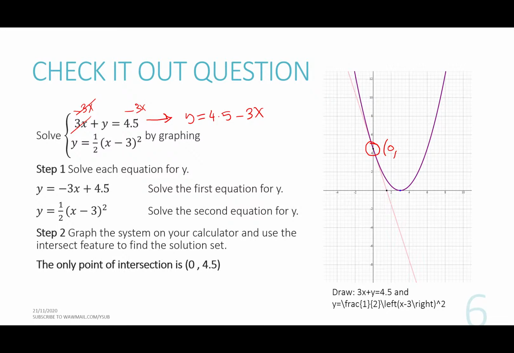Now if you check the answer using 0 as x, you will find that the answer is 4.5 for both equations, which confirms that our solution set is correct. So we put 0 in place of x, and in place of y we get 4.5. We put 0 in place of x here also, and we get 4.5 on both sides, which confirms that this is correct.